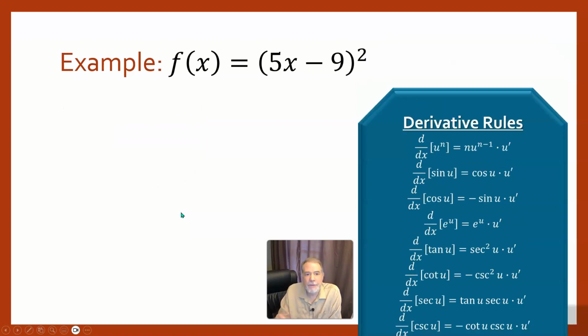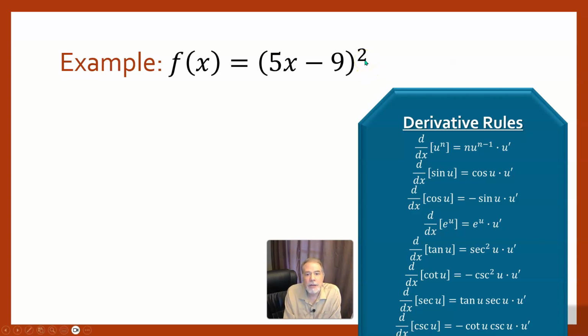What about if f of x equals 5x minus 9, the quantity squared? What's the derivative of that? Well, if this were just x squared, we could use that rule about x to a power, the derivative being the power times x to the power minus 1. Here it's not just x to a power, it's something to a power. And so the derivative should be the power times the something to the power minus 1 times the derivative of the something.